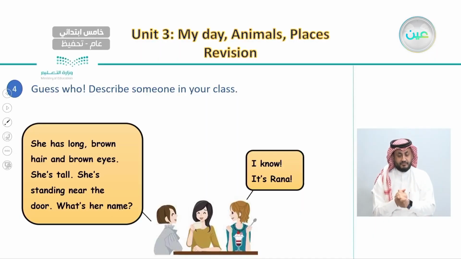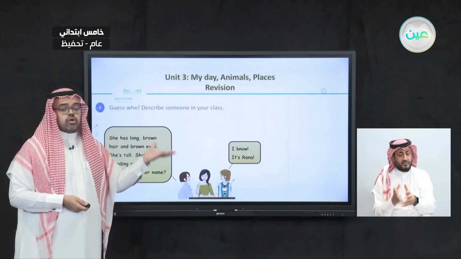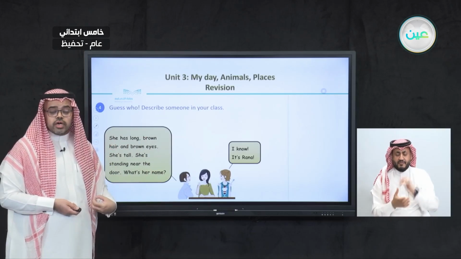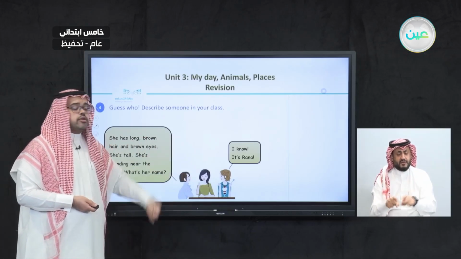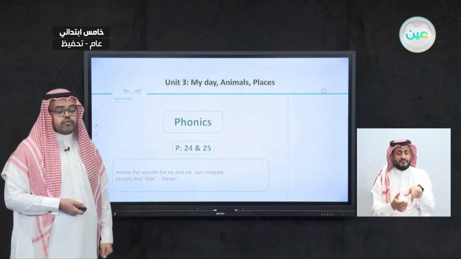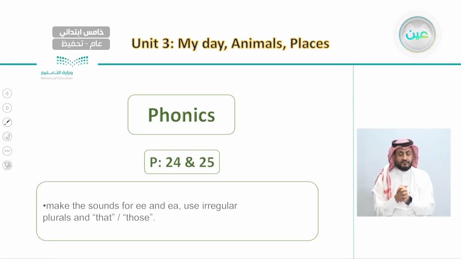And after this we said that you can describe someone in your class. Talk about his or her hair. Talk about the clothes that she is wearing and help your friend to try to guess what's the name of this person. And after this we had the phonics lesson on pages 24 and 25 where we said that make the sound for EE and EA.